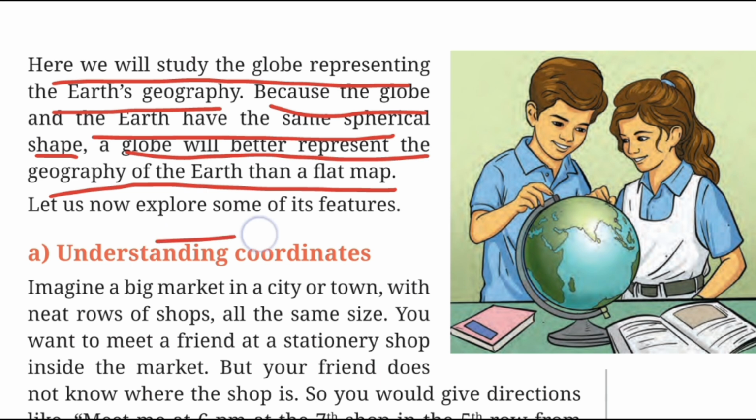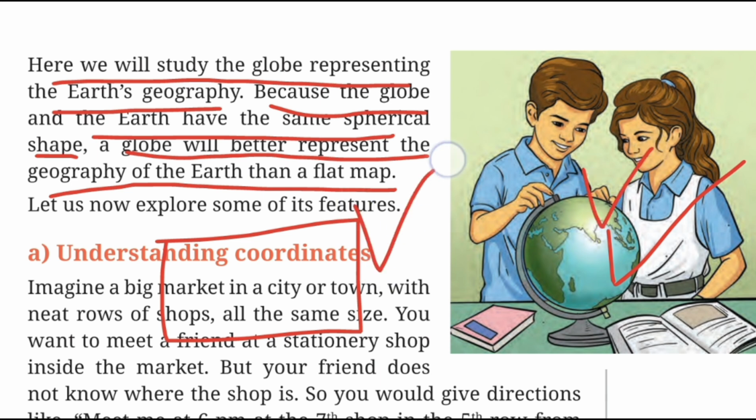A map is something like this, isn't it? This globe is a spherical object, more similar to the Earth's shape. So we are using the globe more than the map to understand the different geographical features. We will study this later in detail.